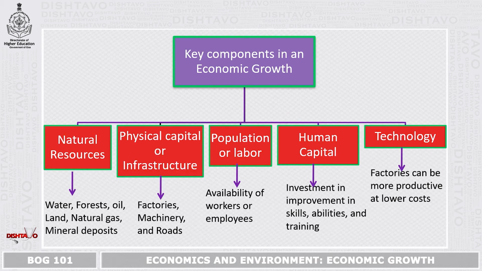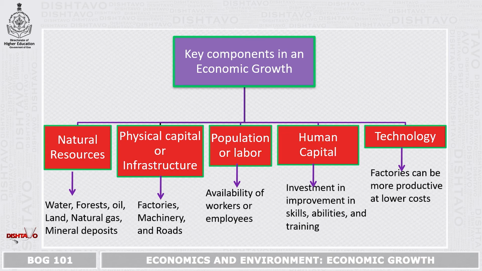Now, coming to the components of economic growth. First component is natural resources. When we say natural resources, basically the presence of water, forest, soil, oil, land, natural gas, mineral deposits. These are some of the natural resources present in a country and they need to be protected so that the economic growth remains constant.